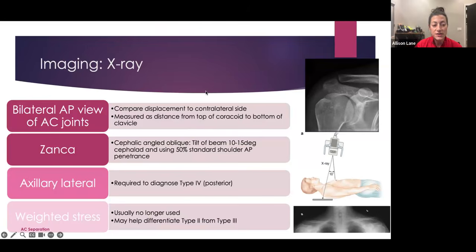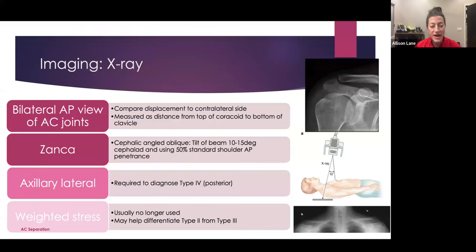Now, you do want to consider getting an axillary view if you're looking specifically for a type 4 AC separation, where the clavicle is going to be more posterior. I'll show a picture of that later, and you'll be able to tell whether it's posterior or not.